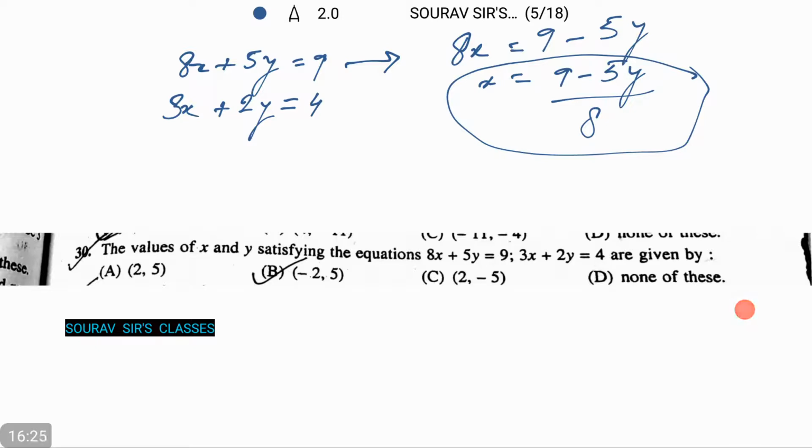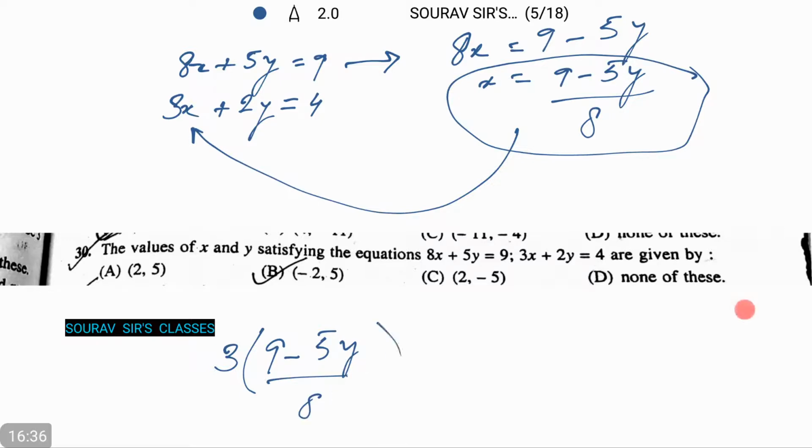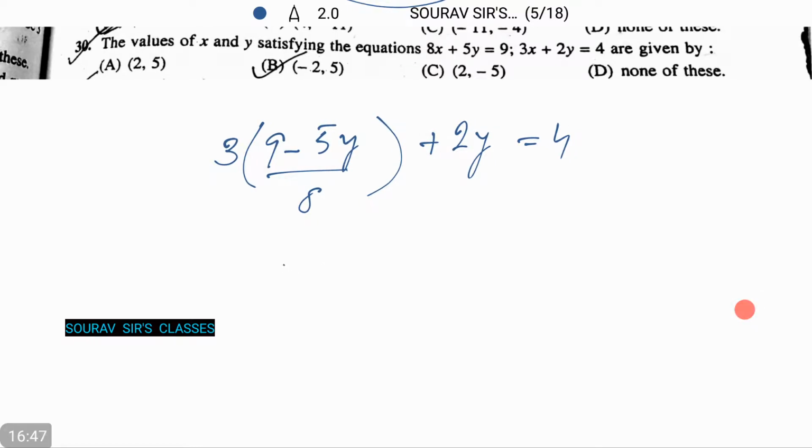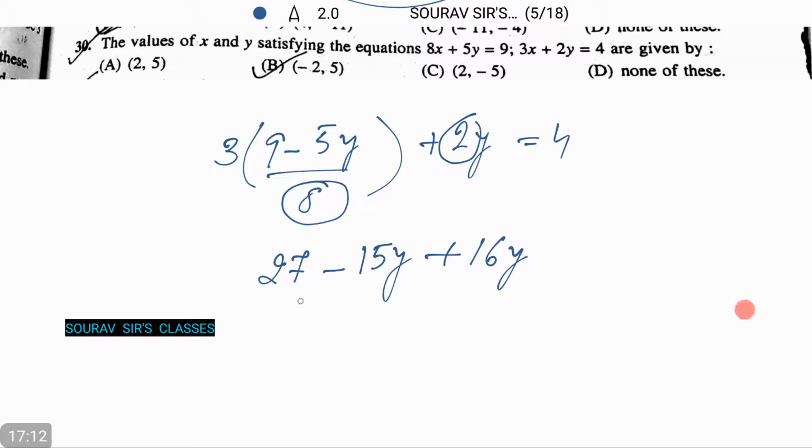Now your job is simply to substitute this value over here. Now that will be 3 into 9 minus 5y by 8, since x equals this much, plus 2y equals 4. Now if you carefully remove the brackets, it will be 27, now 3 into 9 minus 3 into 5 equals 15y by 8, which I'll come to later, because I'll be taking this LCM first. Now we have plus 8 into 2 is 16y, 16y by 8 equals 4.